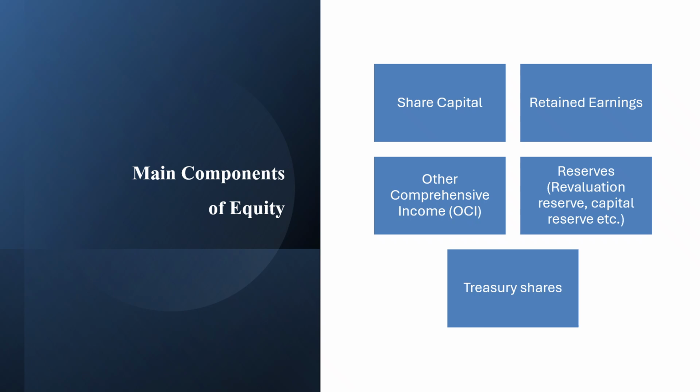The third component is other comprehensive income, often called OCI. This includes gains or losses that are not included in the income statement, such as revaluation gains or foreign currency adjustments. Another component is reserves, which are amounts set aside for specific purposes. Finally, companies may have treasury shares, which are shares the company buys back from shareholders. All these components together form the total equity of the company.